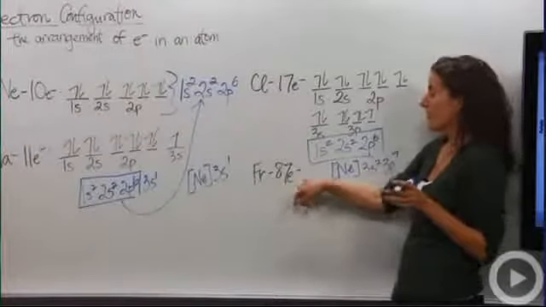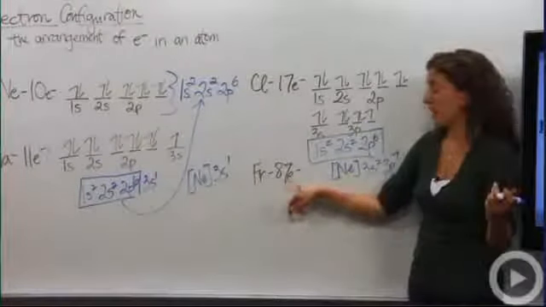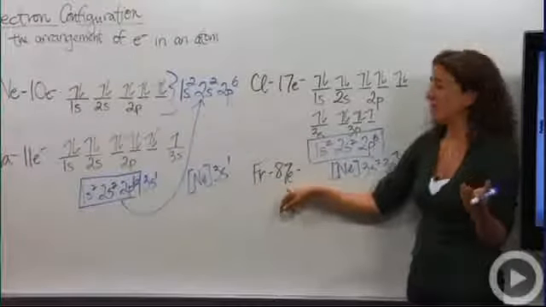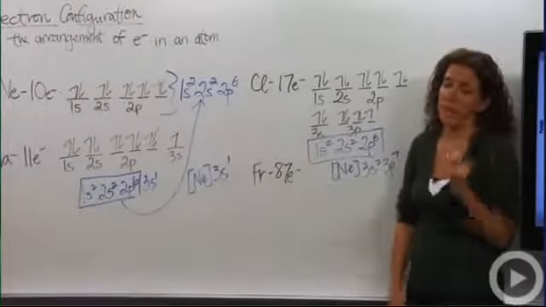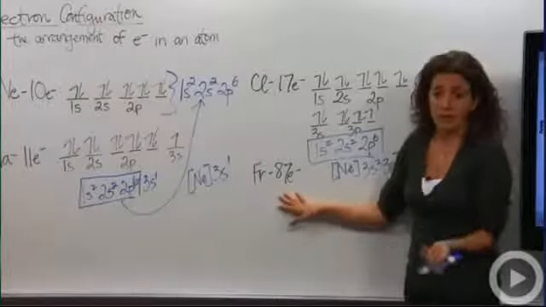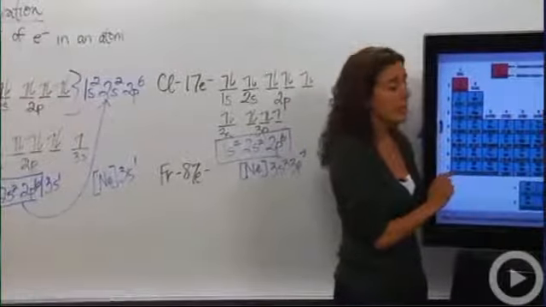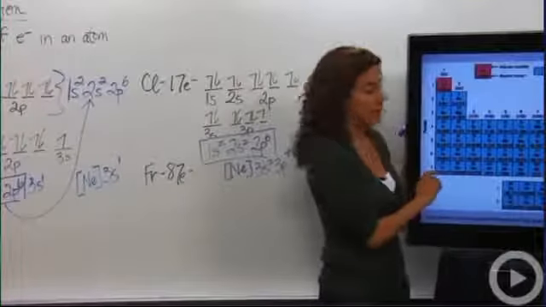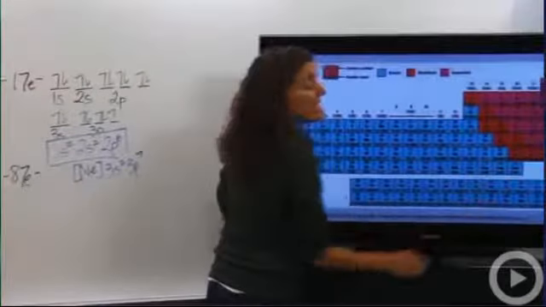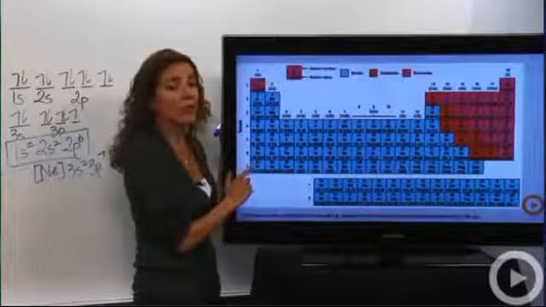But what if we come across an element that has 87 electrons, such as francium? That is a ton of electrons, and I don't want to have to draw all this out. This is just a pain. So an easy way to do this is if you look at the periodic table, here's francium right here. The noble gas before francium is radon. Radon has 86 electrons. Francium only has one more.